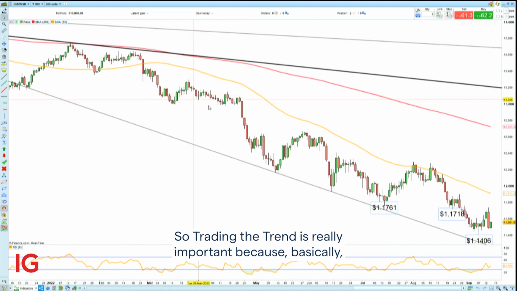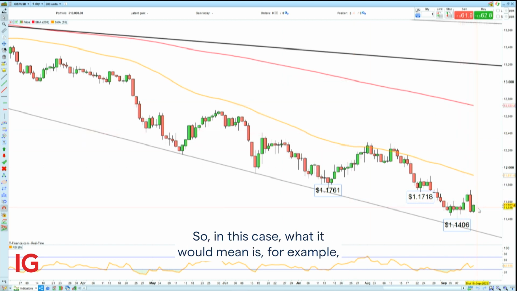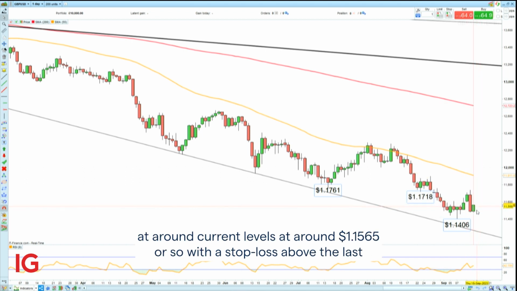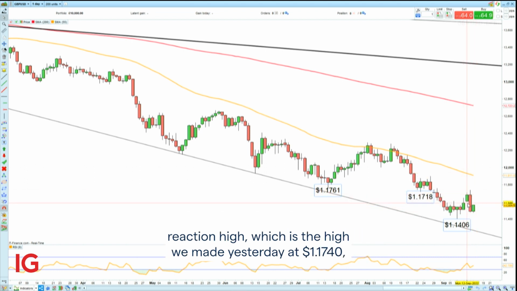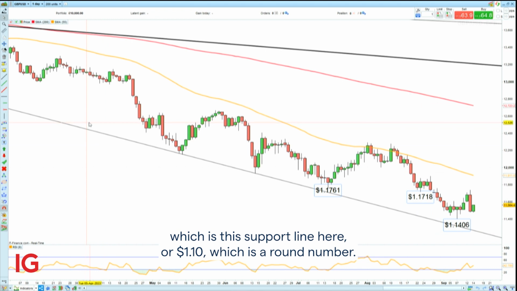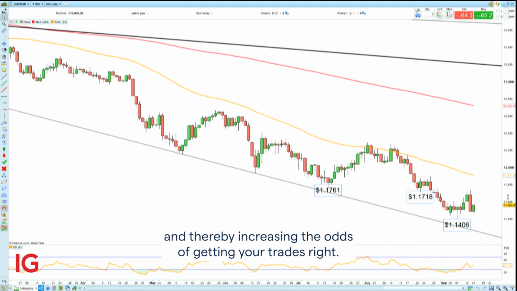So trading the trend is really important because basically you're increasing the odds of getting your trades right. So in this case, what it would mean is, for example, you could go short the British pound against the US dollar at around current levels at around 115.65 or so, with a stop loss above the last reaction high, which is the high we made yesterday at 117.40. And a downside target of about either 112, which is the support line here, or 110, which is a round number. So you would be trading in the direction of the trend and thereby increasing the odds of getting your trades right.